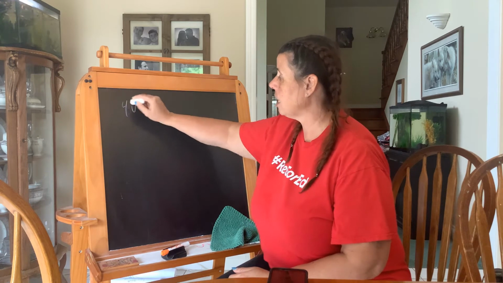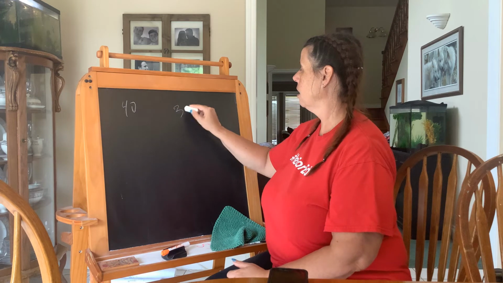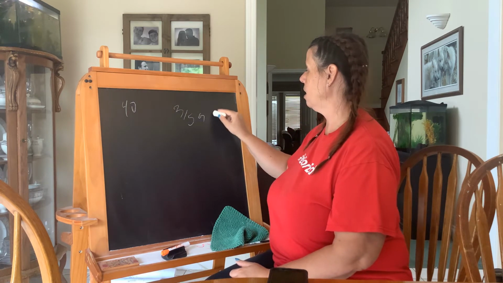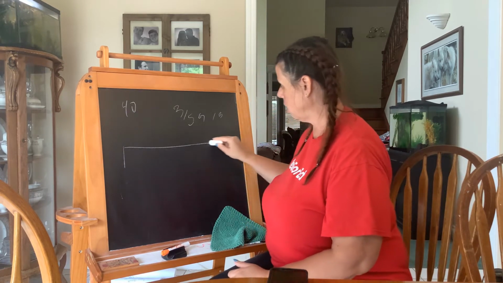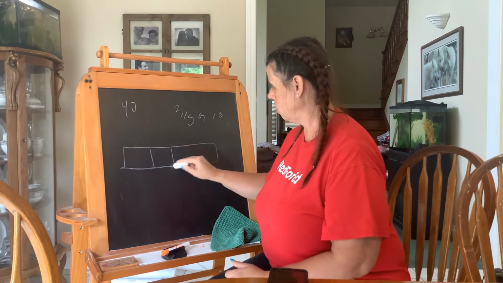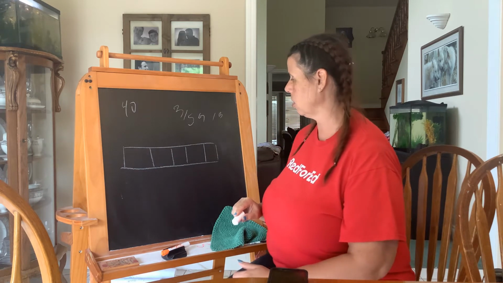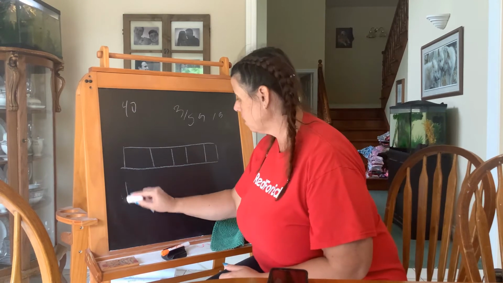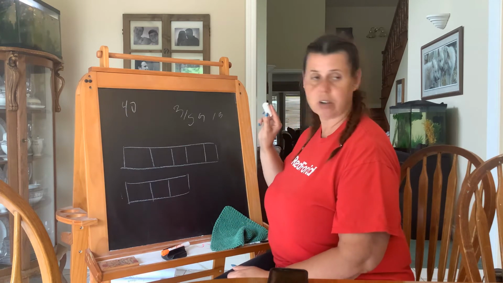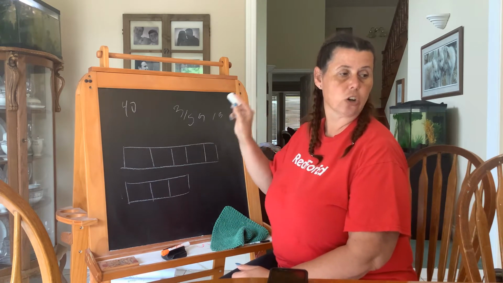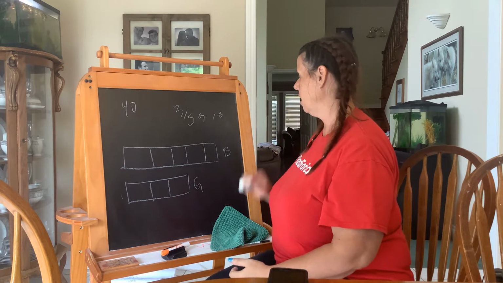Now there are 40 kids on the bus. 3/5 as many girls as boys. Okay? So 3/5. So that means I gotta draw fifths. 1, 2, 3, 1, 2, 3, 1, 2, 3, 4, 5. Okay, terrible cutting job again. 3/5. So there are 3/5 as many girls as boys. So 3/5 is girls. And there's the boys.